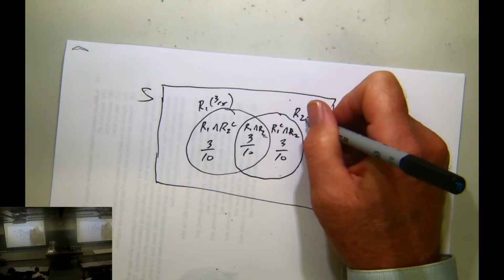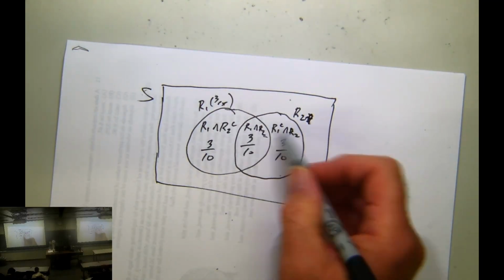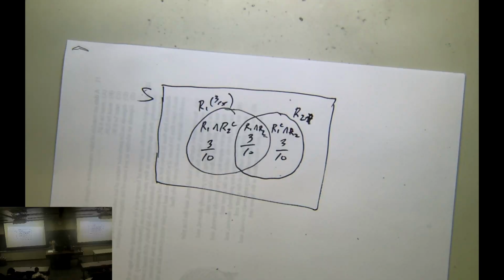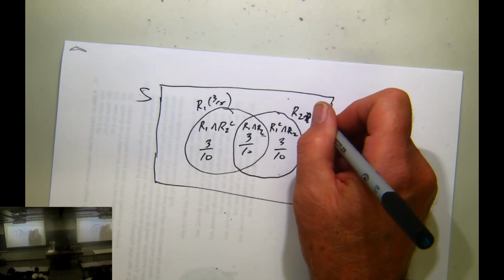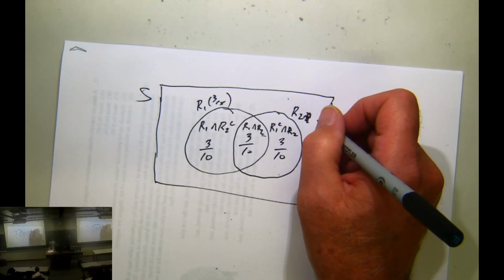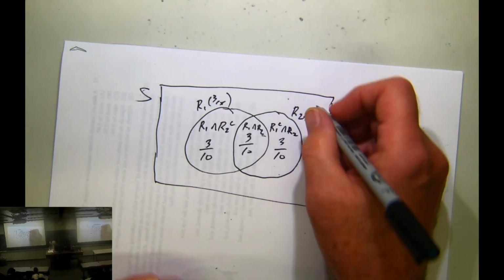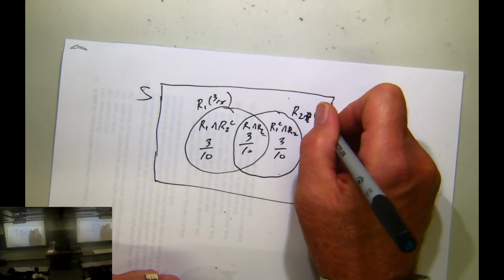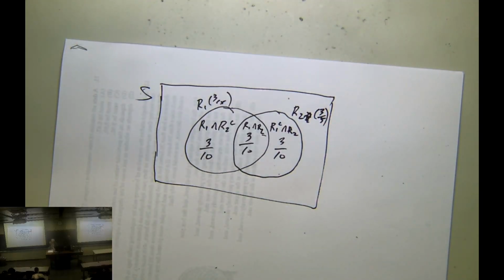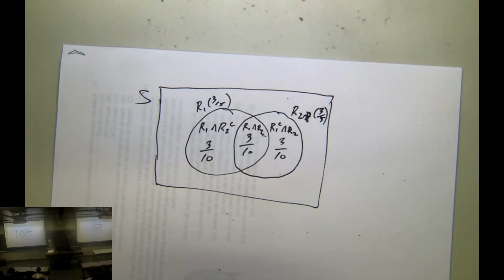But what we see is that, in fact, the probability of R2 is just the sum of those two intersections there. And that's 6 out of 10. That also turned out to be 3 out of 5. Okay, so R1 and R2 were the same. The unconditional probabilities were the same.